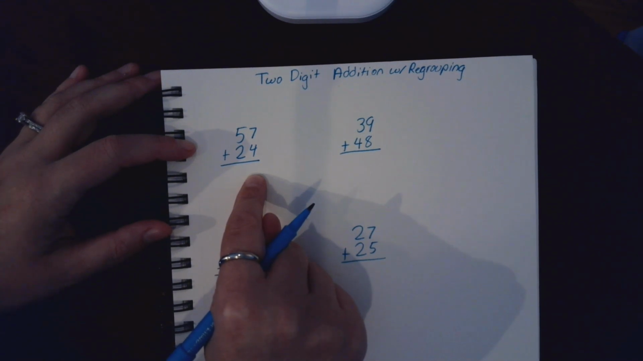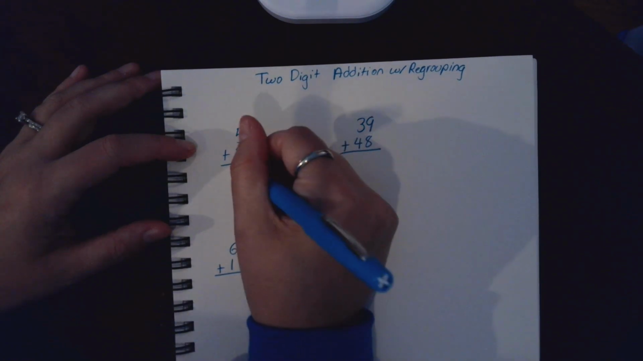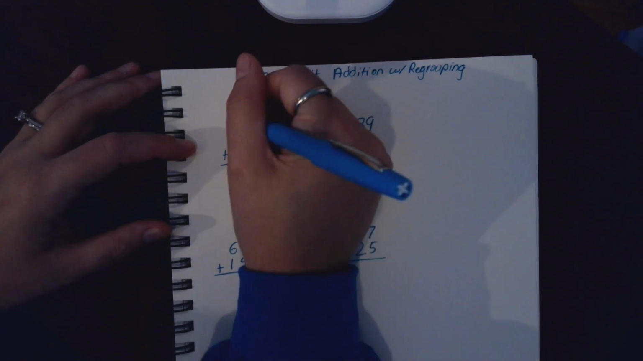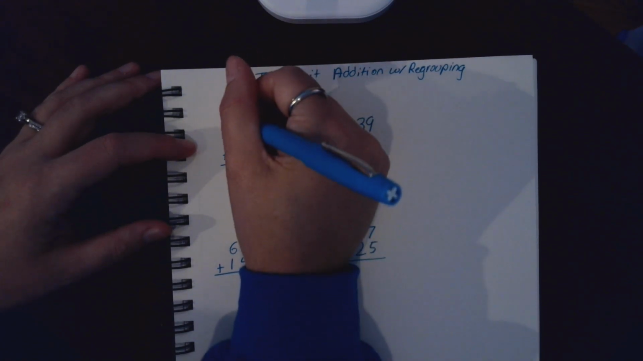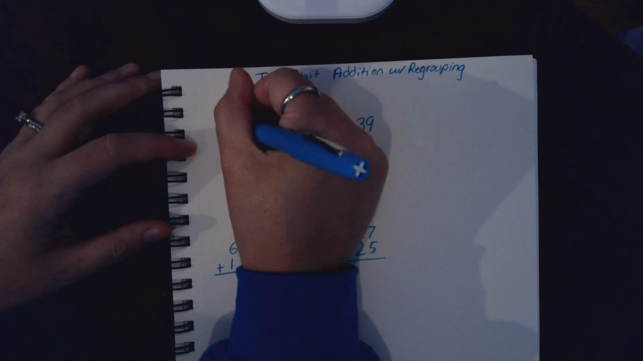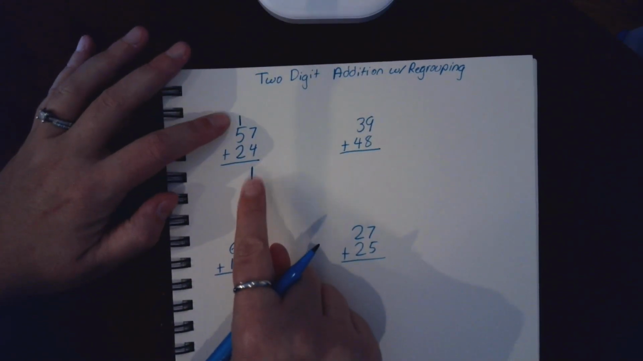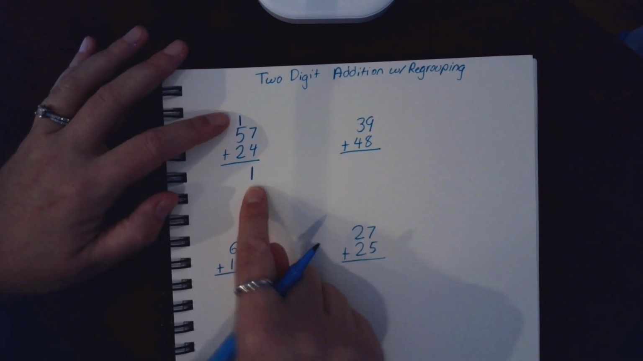So 11 is made up of 1 10 and 1 1. So I'm going to leave the 1 that's in my ones place for 11, and I'm going to bring that 10 over. So I'm bringing a 10 over to my tens place. So I do have 11, but the 10's in the tens place and the 1's in the ones place.